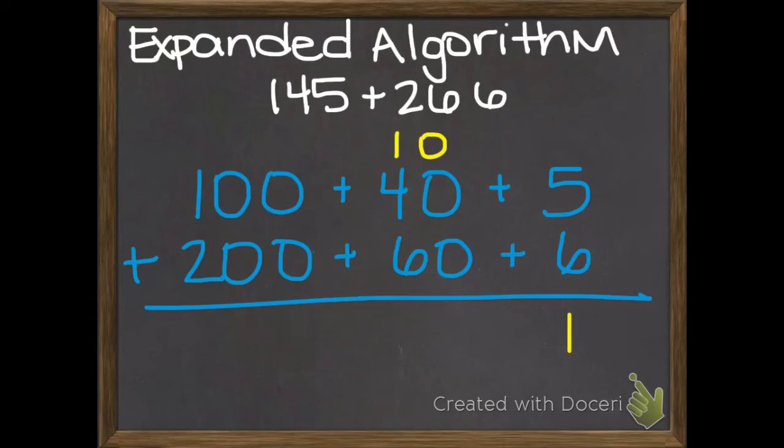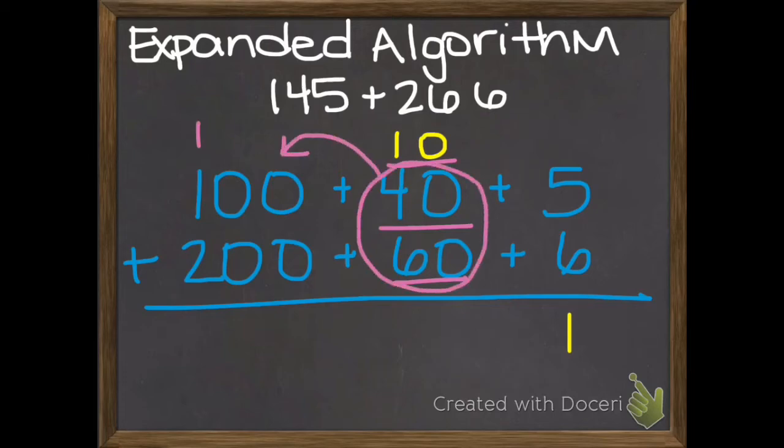Now I'm going to look at my tens place. In the tens place, I have 60, 40, plus the 10 I added. I know that 60 plus 40 is 100, and 10 more is 110. But I cannot have 3 digits in the tens place. So what I'm going to do is take 100 and move it over to the hundreds. Now I'm just left with 10. 1 ten.